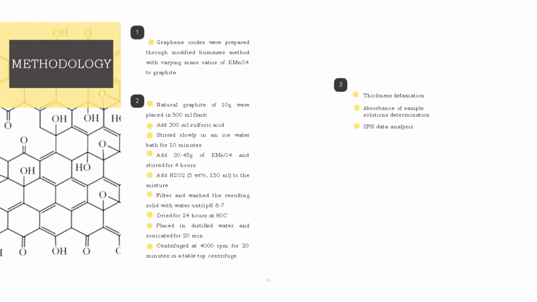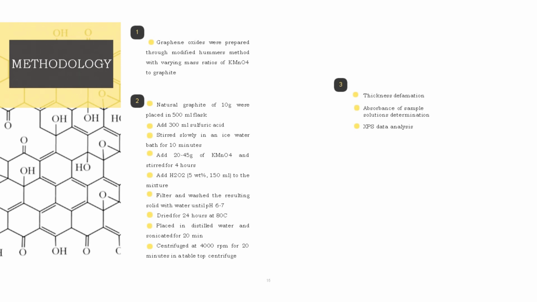First, natural graphite of 10 grams was placed in a 500 ml flask. Concentrated sulfuric acid of about 300 ml was added, and the resulting mixture was stirred slowly in an ice water bath for 10 minutes. KMnO4, about 20 to 45 grams, was added gradually over 1 hour, and then the mixture was stirred for 4 hours in the ice water bath.